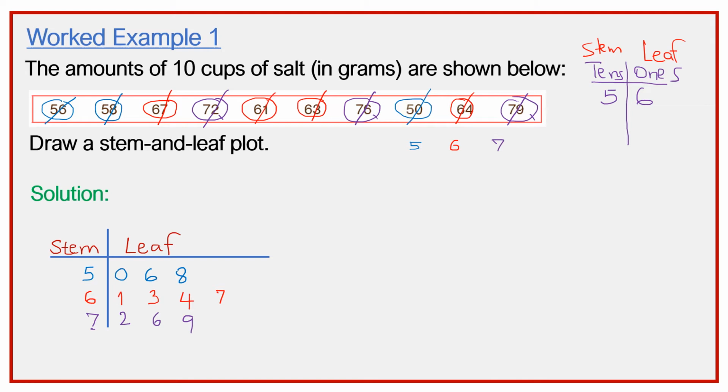Remember that for the stem, we write from small to big. Okay? Begin with the smallest number to the biggest number. Also for the leaf, you need also write from small to big. Okay? So that is how we can draw a stem and leaf plot.